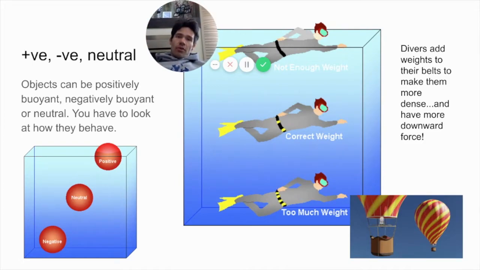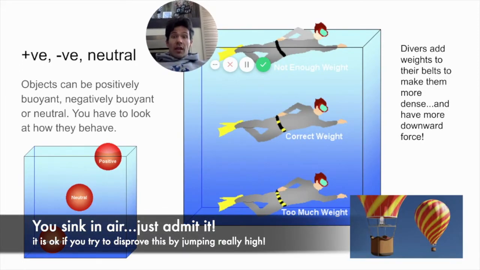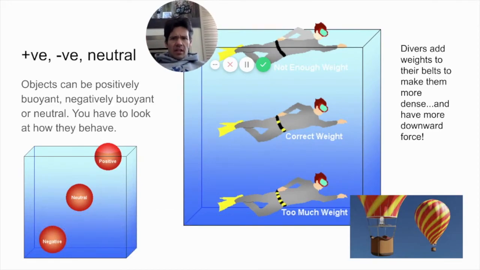So here's a question for you. We're in a fluid right now. We're in air. Are humans positively, negatively, or neutrally buoyant in air? Think about it. Yeah, we're negatively buoyant because we sink. Okay, most of us sink in air. I think we all do. Right, if you jump up, you're going to fall back down.